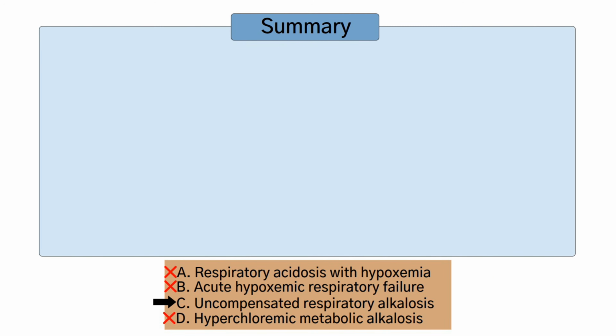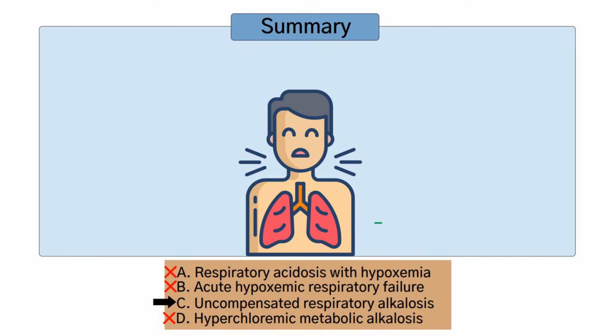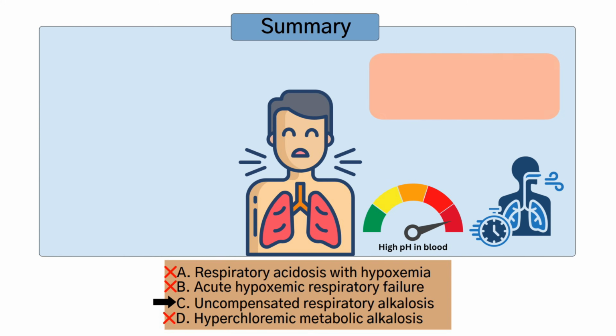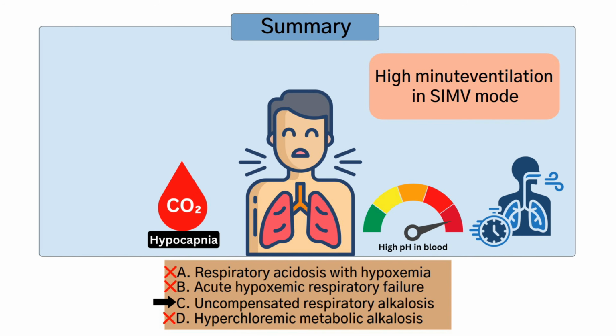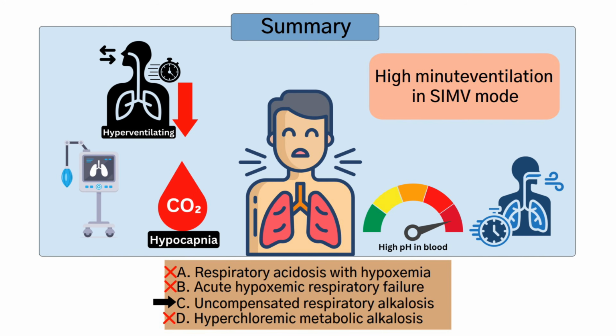In summary, this patient is experiencing uncompensated respiratory alkalosis, likely due to excessive ventilation, such as a high-minute ventilation in SIMV, which is leading to hypocapnia. In this case, ventilator adjustments aimed at reducing hyperventilation may be necessary. The correct answer is C. Uncompensated respiratory alkalosis.